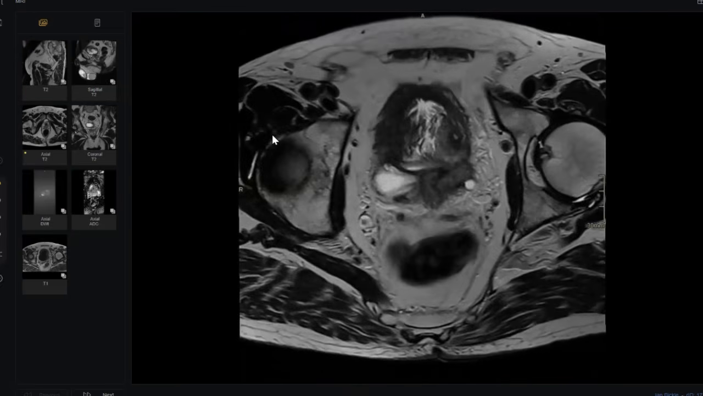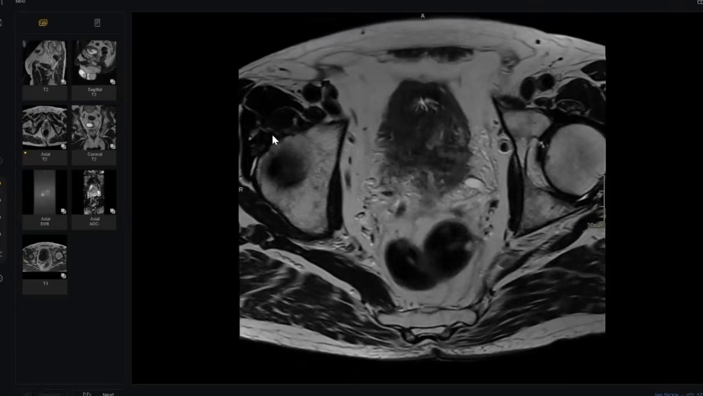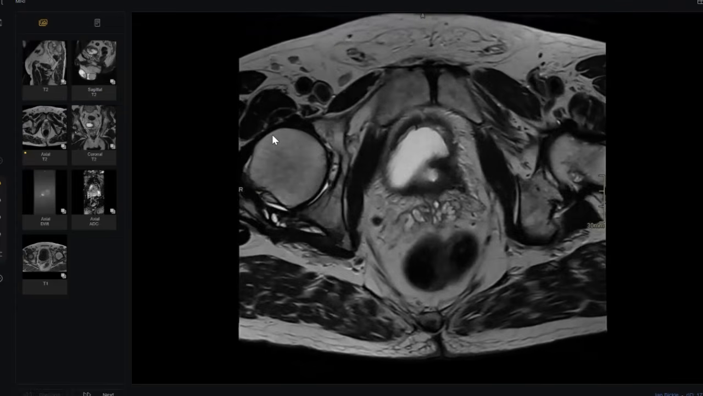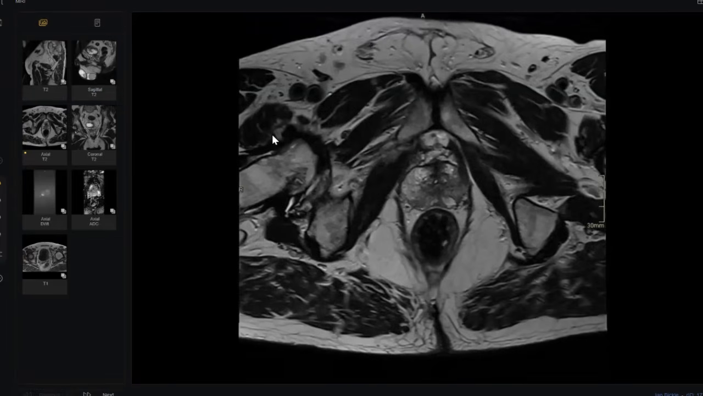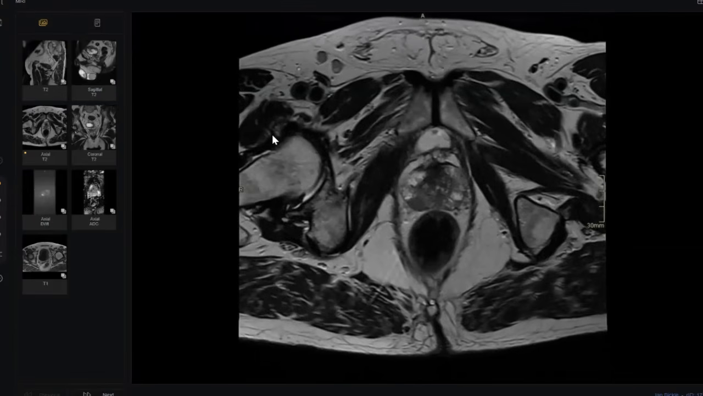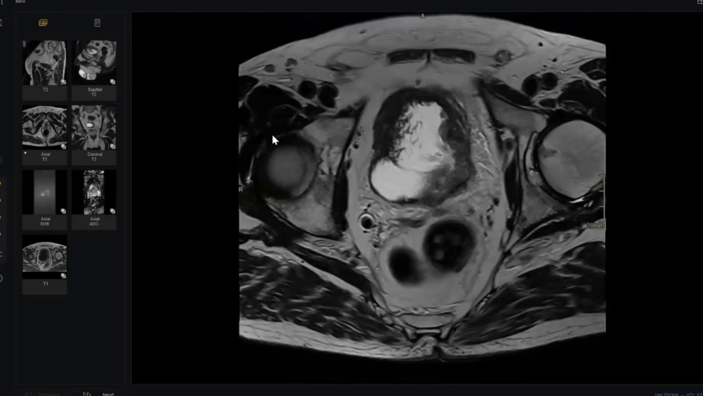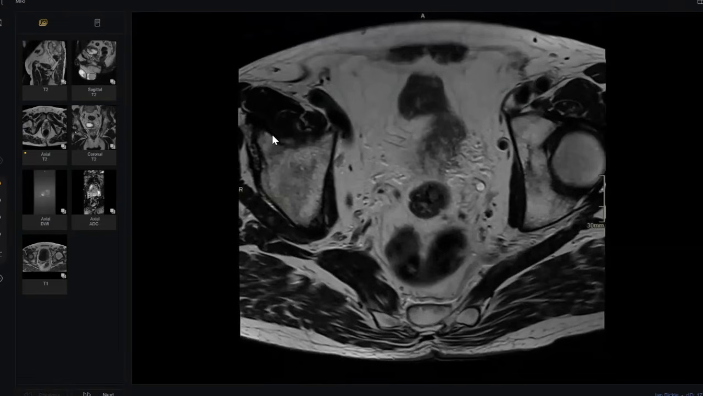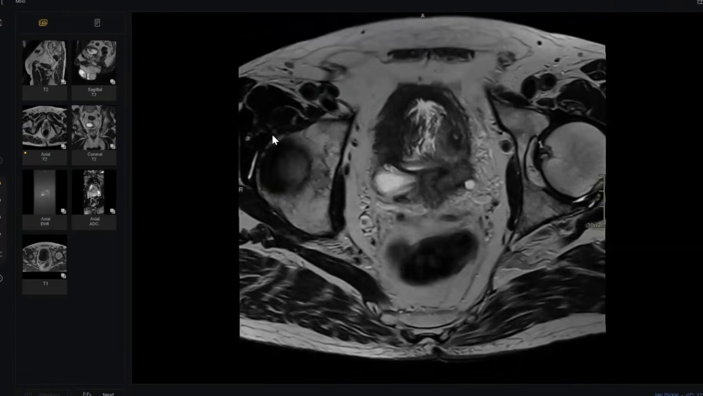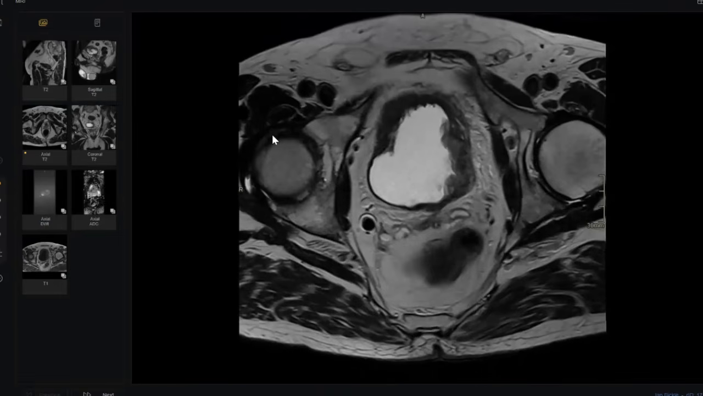Okay, I can see that the prostate gland is heterogeneous, and the urinary bladder. Sir, first of all, I would like to see the urinary bladder, then I will focus on the prostate.